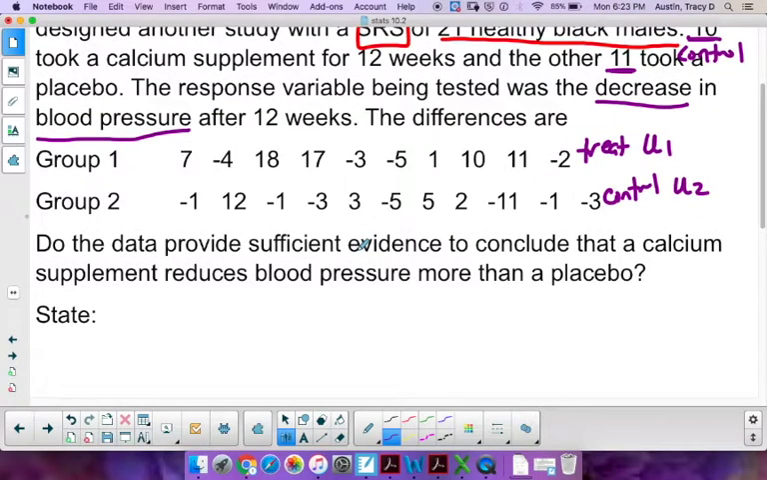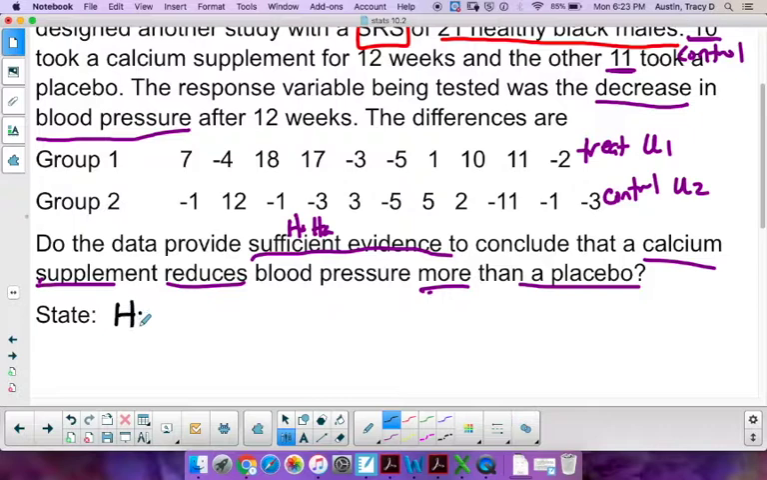Okay, so do the data provide sufficient evidence? That's our clue that we are running an inference test. Okay, to conclude that a calcium supplement reduces blood pressure more than a placebo. Okay, so that means the treatment works better than the control. That's what we're trying to prove. All right, so let's go ahead and jump in.